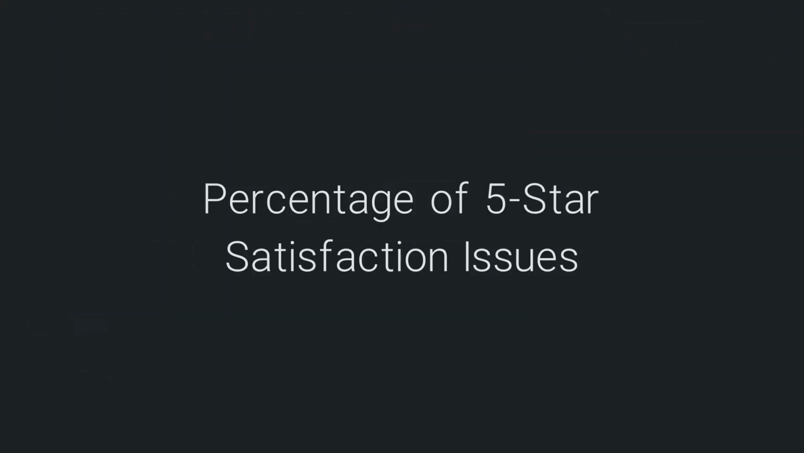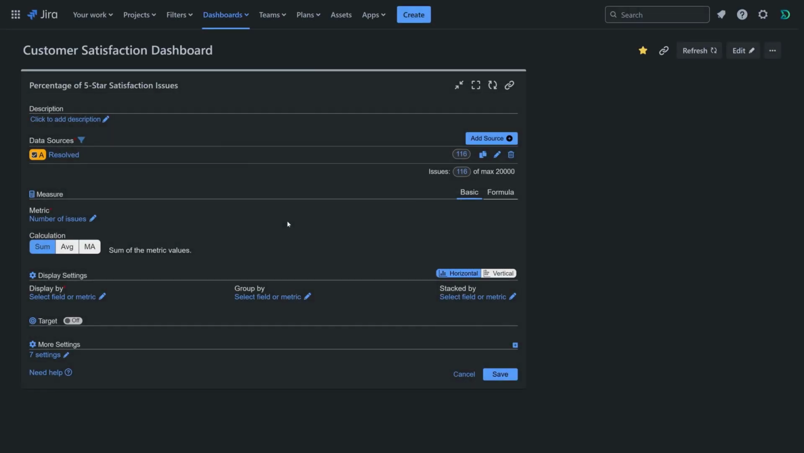Next, you can configure a 5-star satisfaction ratio report. This report calculates the percentage of issues that received a 5-star rating compared to all rated issues. To set this up, keep the same data source settings as before. For the metric calculation, select formula and follow the steps demonstrated in the video.